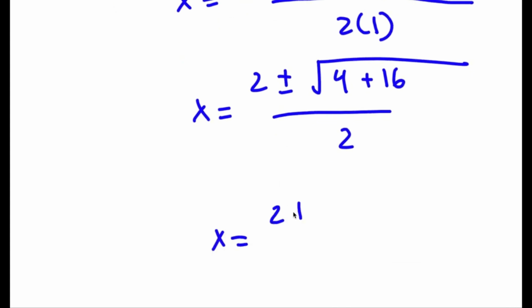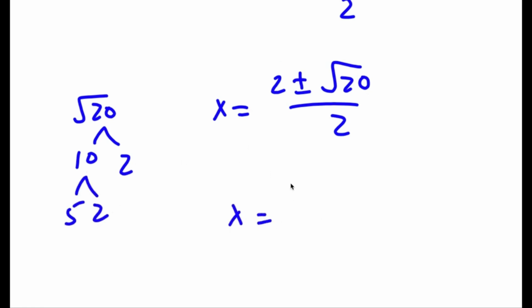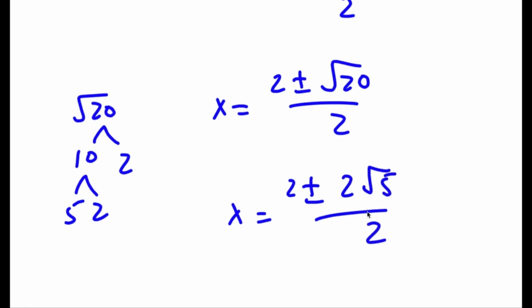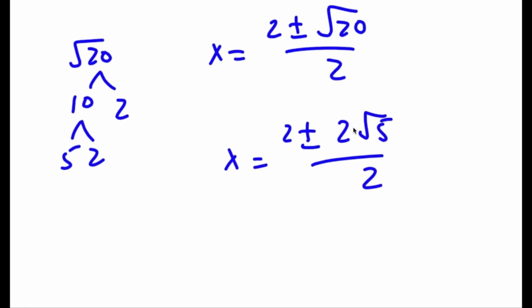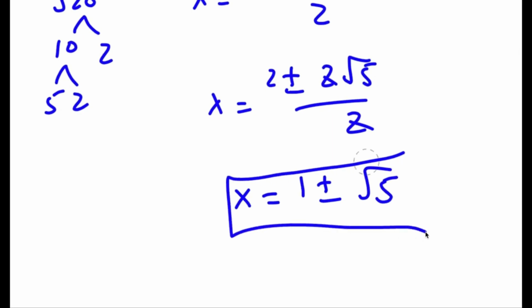Now I have x is equal to 2 plus or minus the square root of 20 over 2. The square root of 20 is the same thing as the square root of 10 times 2. 10 is the same thing as 5 times 2. So now I have x is equal to 2 plus or minus 2 root 5 over 2. So now if I divide by 2, I get x is equal to 1 plus or minus, these two cancel out, so the square root of 5. So this is my answer.